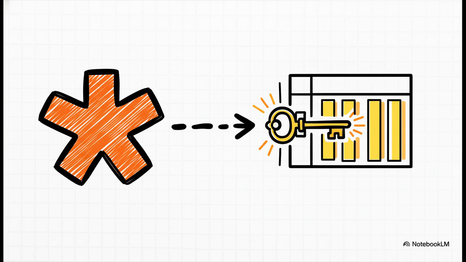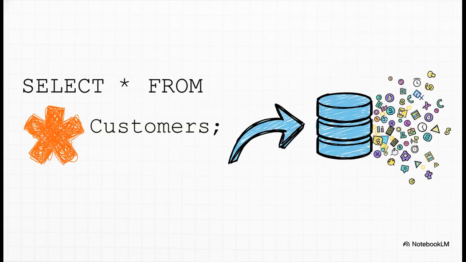In the world of data, that star is basically a super powerful wildcard. It just means all of it, everything. You can think of it like the master key that just unlocks every single column in a table. So with this new tool, our question gets even easier to write. The query is just select everything from customers. That's it. We're just telling it, show me everything, all the columns, from the customers table. We don't have to bother listing out every single column name one by one.